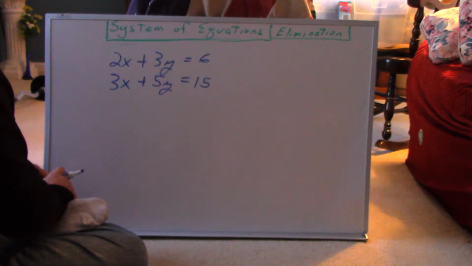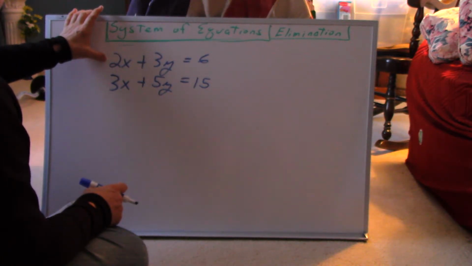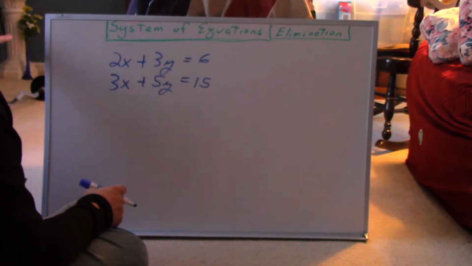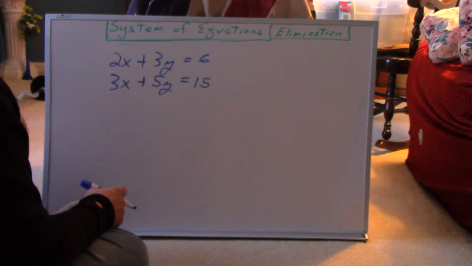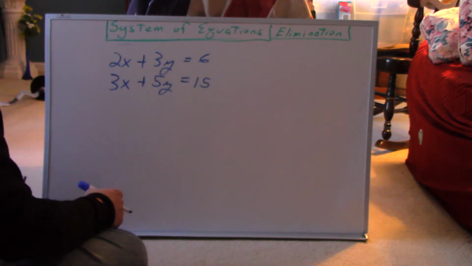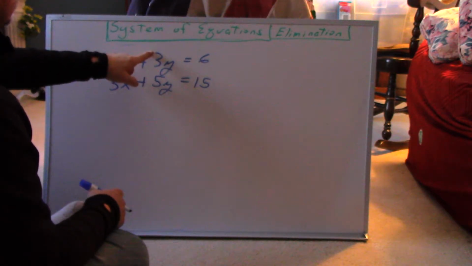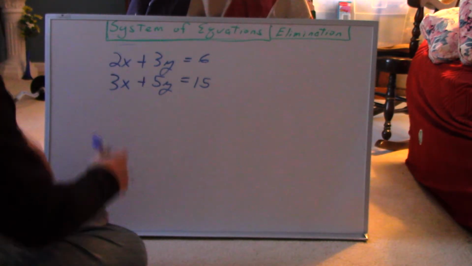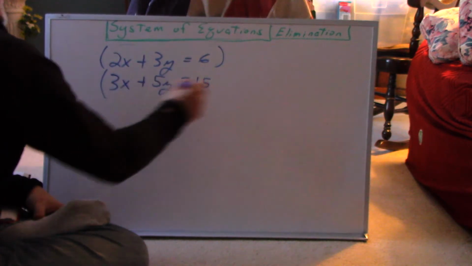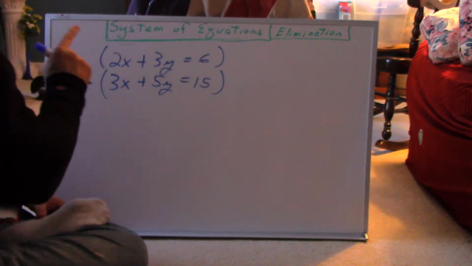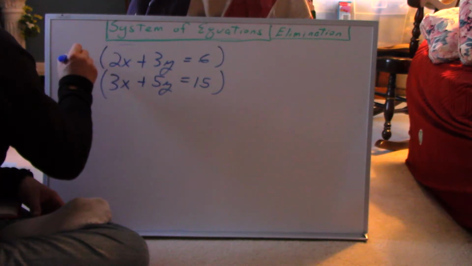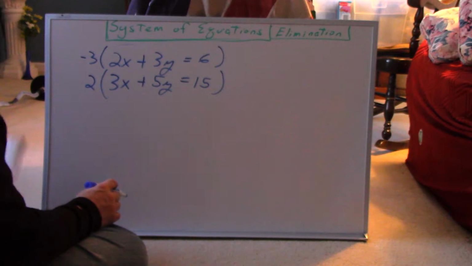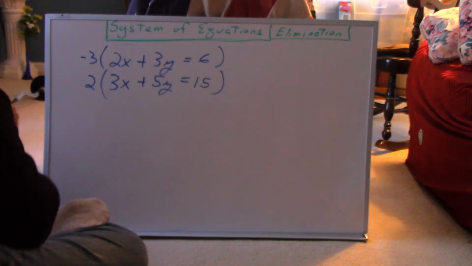Now, with this one, I have a choice. I can multiply this by a 3 and make it a 6, and multiply that by a negative 2 and make it a negative 6, the x's. Or I can multiply this by a 5 and make that a 15, and that by a negative 3 and make it a negative 15. I'm going to try to eliminate the x's. I'm going to multiply the top by negative 3 and the bottom by a positive 2. How's that? All right? Let me change colors.